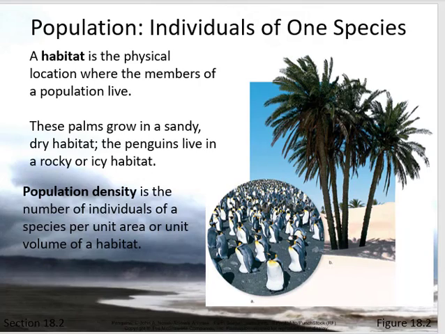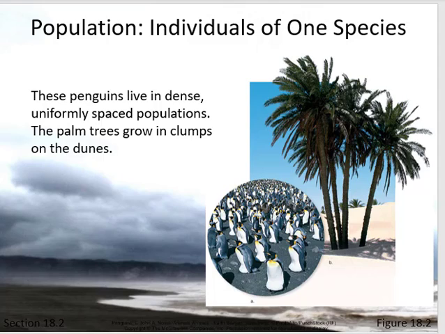The habitat is the location where members of a population live. The palms in a dry habitat, the penguins in a rocky, icy habitat down in Antarctica. Population density is the number of individuals of a species per unit area or unit volume of a habitat. Penguins live in very dense, uniformly spaced populations. But palm trees grow in clumps, and it's usually related to the availability of water, even if it might be very far beneath the surface.